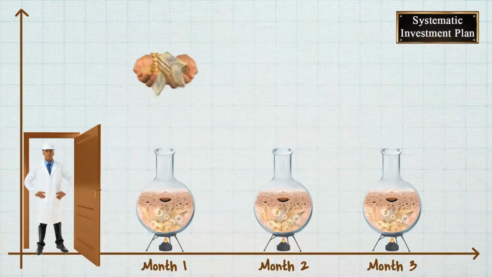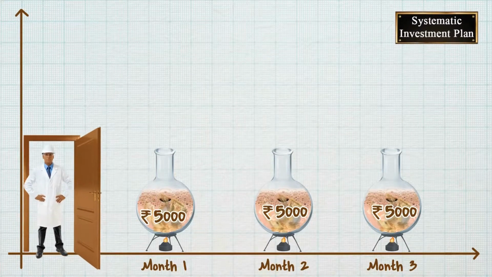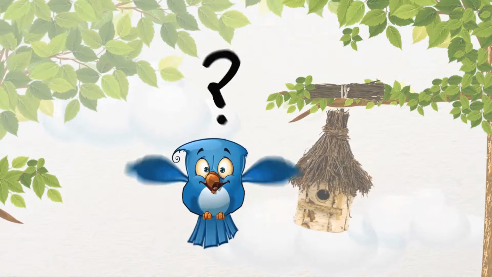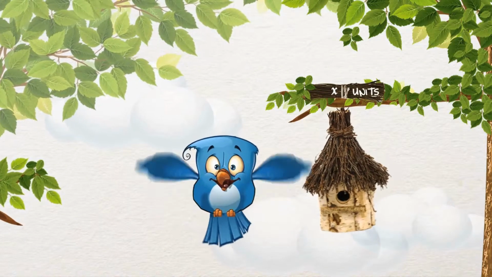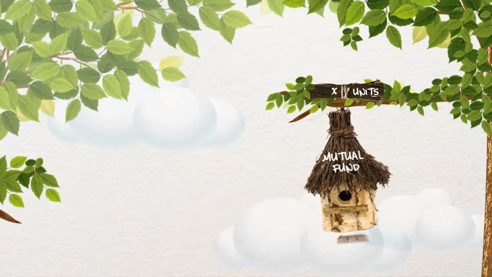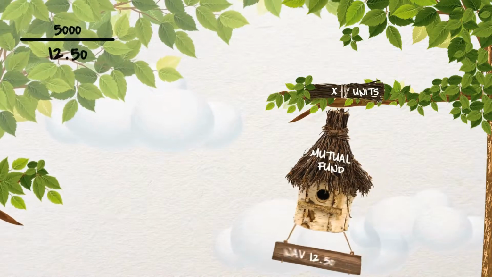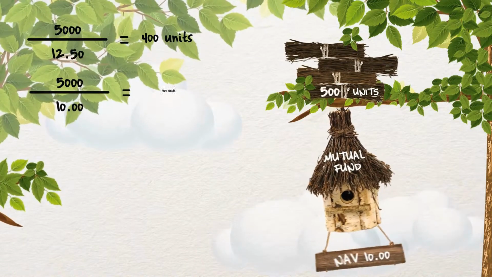All the investor has to do under an SIP is to invest a fixed amount at regular intervals. Really, that's all. So how does this strategy beat volatility, you ask? Take a look. Suppose you invest Rs 5,000 every month to buy units of a mutual fund scheme. Obviously, the number of units bought will depend on the NAV per unit at the time of purchase. So if the NAV per unit is Rs 12.50, you get 400 units. But if it went down to Rs 10, you get 500 units.